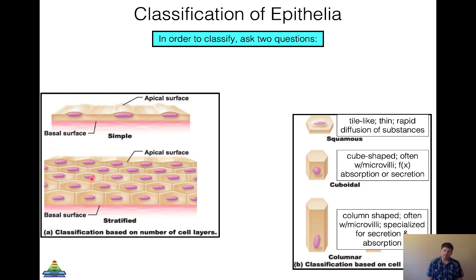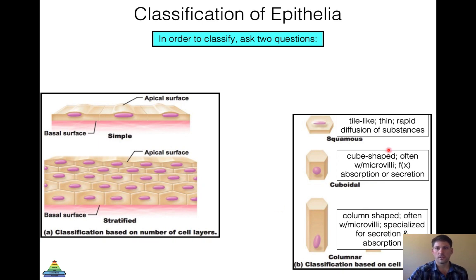Now, you learned about this in lab, so I'm going to go through this fairly quickly, but when we talk about simple or stratified, simple is one single layer of cells, and stratified is multiple layers of cells, named after their apical surface, okay? So we find where that basement membrane is. It should stand out to you in histology. And then we look at the top and see what is the shape of the cells there. Now, the three different types we've talked about: squamous, so tile-like, thin, squished; cuboidal, cube-like; or columnar, tall and column-shaped.